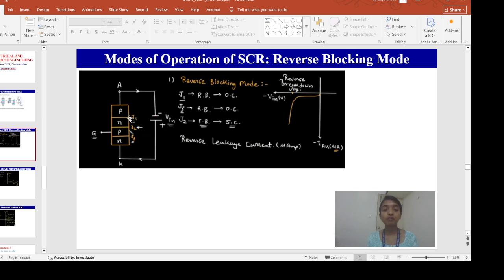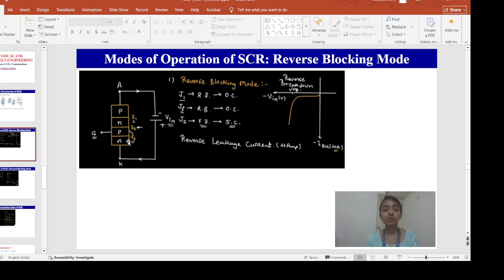J1 will be reverse biased, because the P side is connected to the negative terminal of the battery and the N side is at higher potential. So J1 will be reverse biased, and we know when a PN junction diode is reverse biased it is off, it acts as an open circuit.